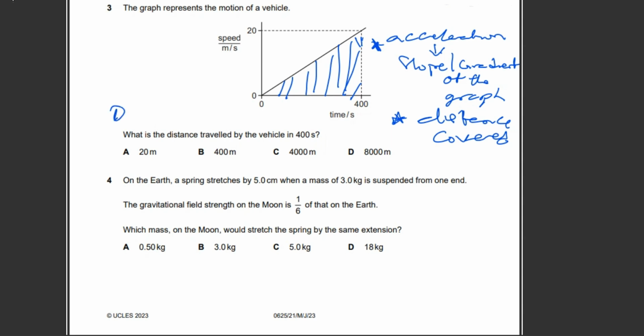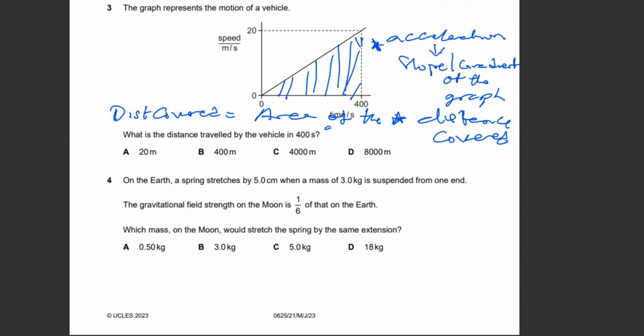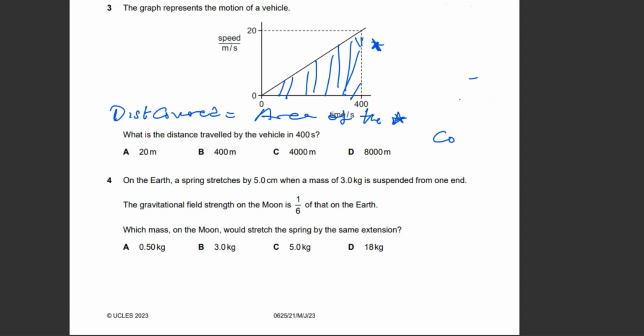So the distance covered is the area of the triangle. Area of the triangle. Let me draw a triangle. So let me rub off this so it does not take so much space. So it is the area of the triangle.